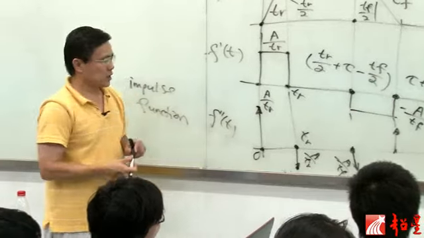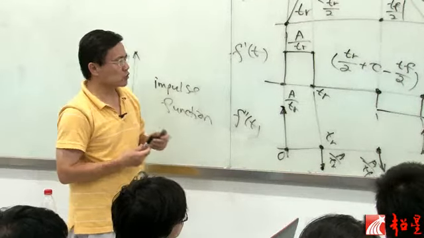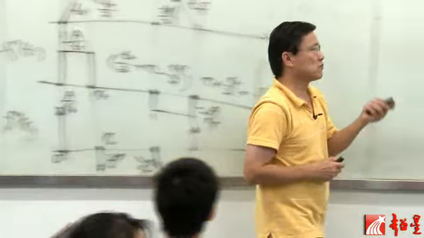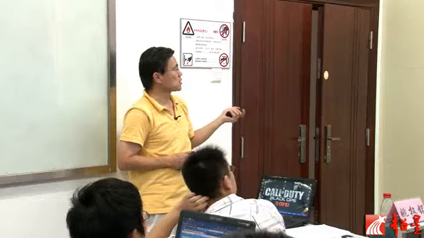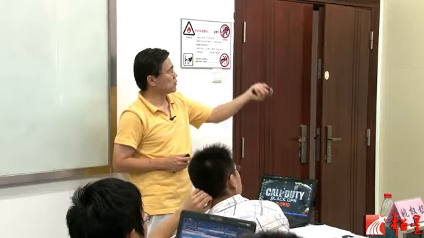Why do we do this? Because we want to use some properties of a Fourier transform. This is what I've done here. Wait, is that correct? Yeah. 1, 2, 3, 4.